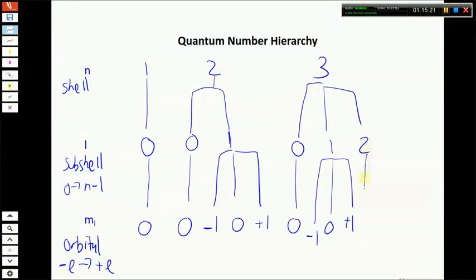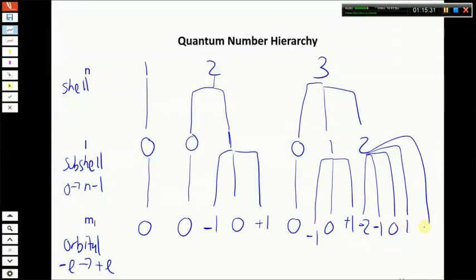So we're going to get 5 values. Make sure I have room for all these. I didn't draw this the greatest way, but you can hopefully see all these different values of m sub L. So in the L equals 2 subshell, you have 5 individual orbitals that go from m sub L equals minus 2 to plus 2 and every value in between.